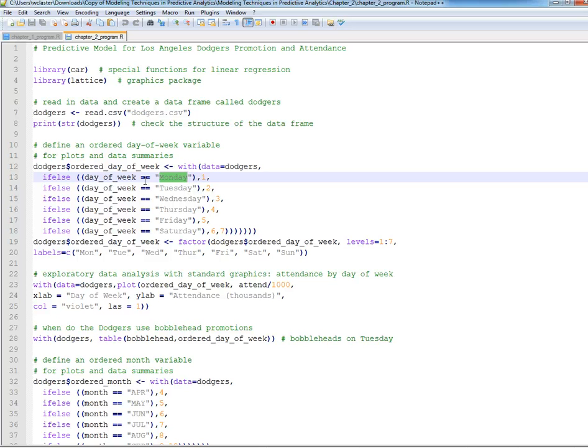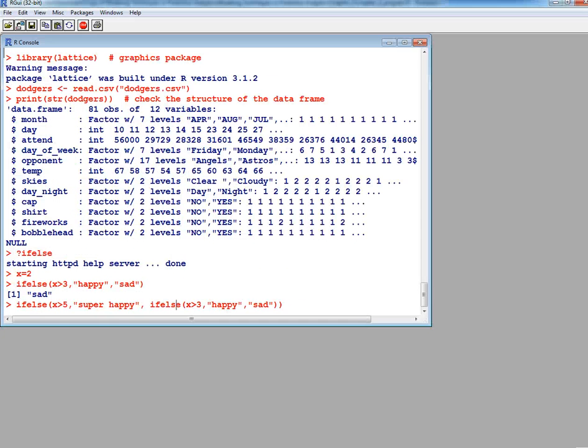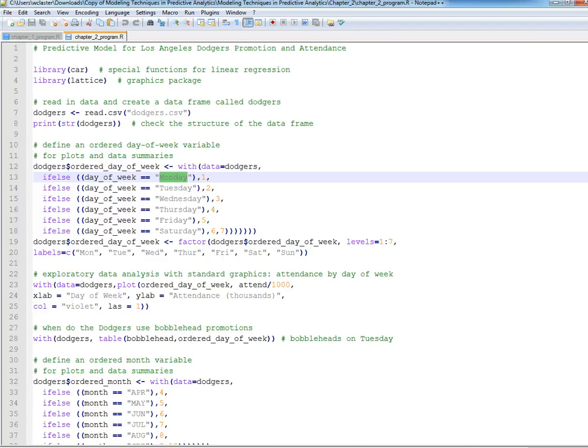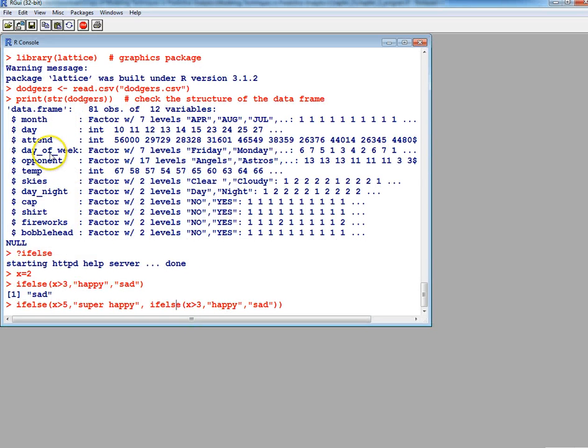So what's the first test? Just like my first test was, is x greater than 5, right? Okay, what's the first test here? Is day of the week equal to Monday? Now what is day of the week? Well, if we go back here, for example, we can see that day of the week is a factor with 7 levels. Could be Friday, Monday, and so on, right? It's the days of the week, right? It's a string variable, which it codes as a factor.